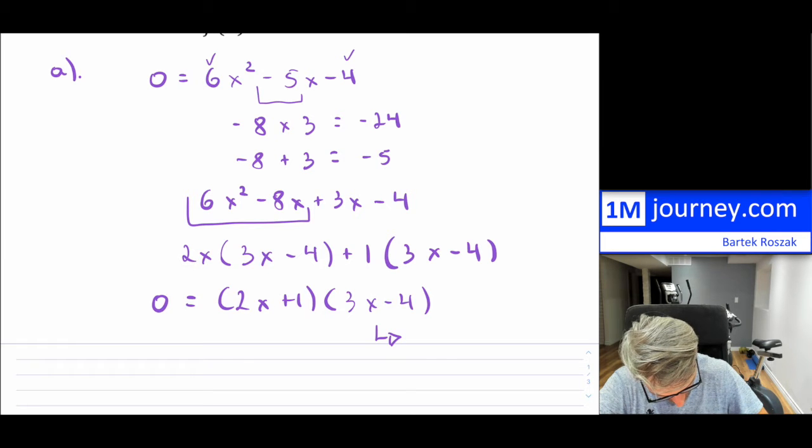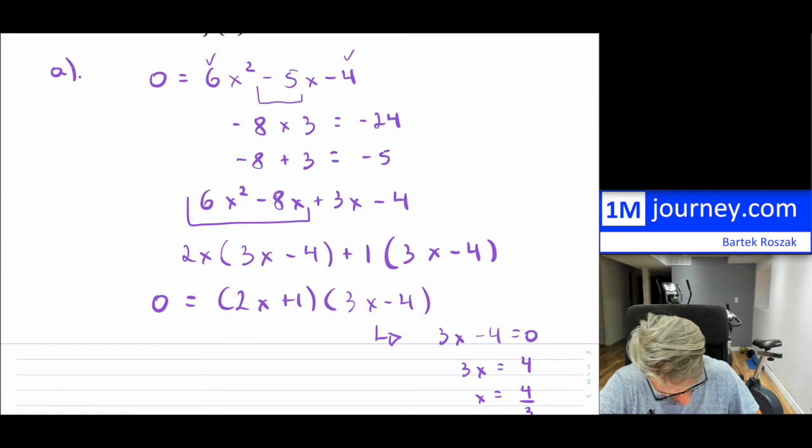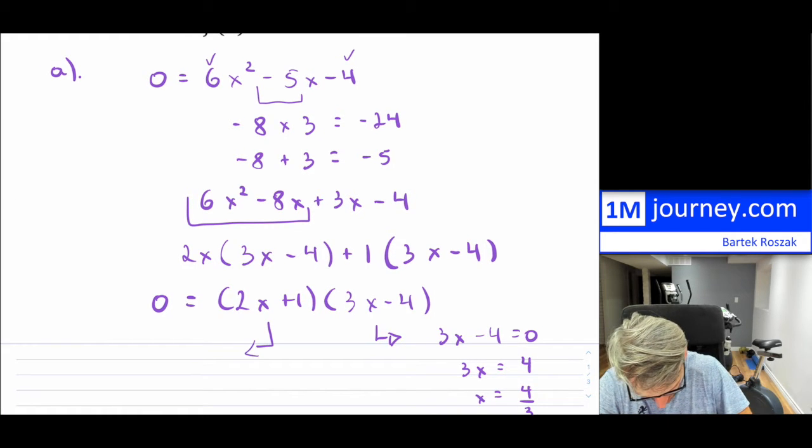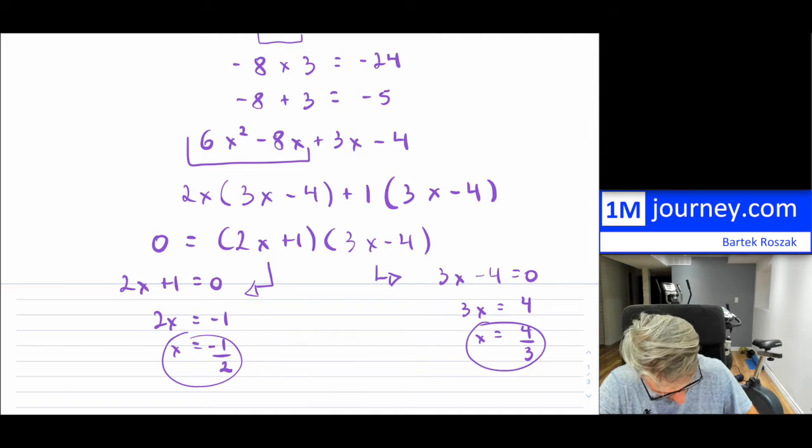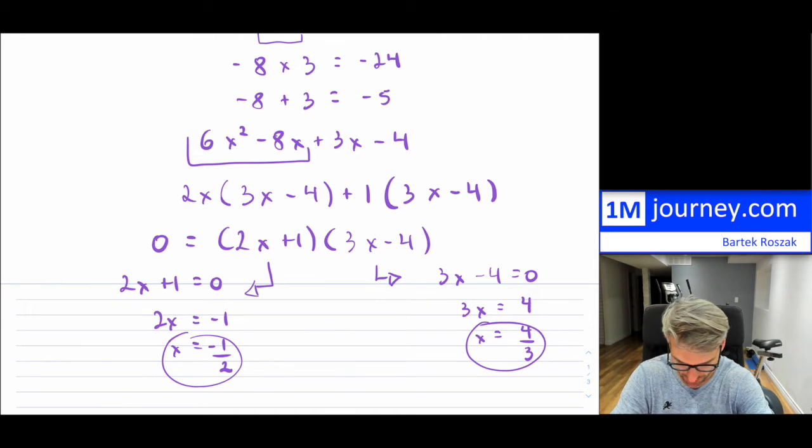So from 3x minus 4, it's going to give me my first zero, which is x equals 4 over 3. And then from here, I get 2x plus 1 equals 0, and that's going to give me negative 1 over 2. So here are the two zeros of this particular function.